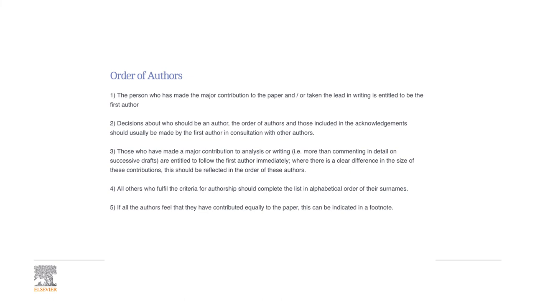Other than that, they give some other general advice. But there aren't really any fixed criteria, and certainly, as I've already made the point, journals and publishers are not interested in the order of authorship, only if there's a request for a change.